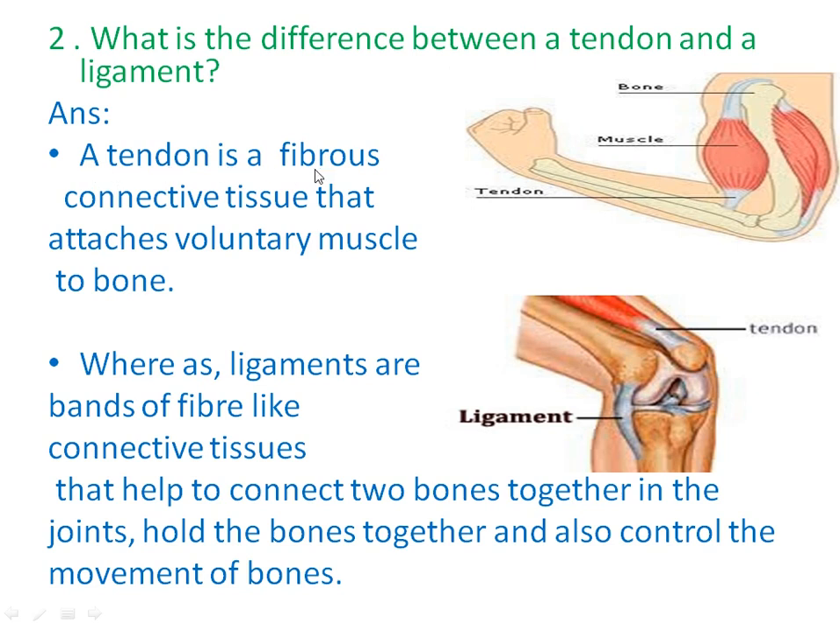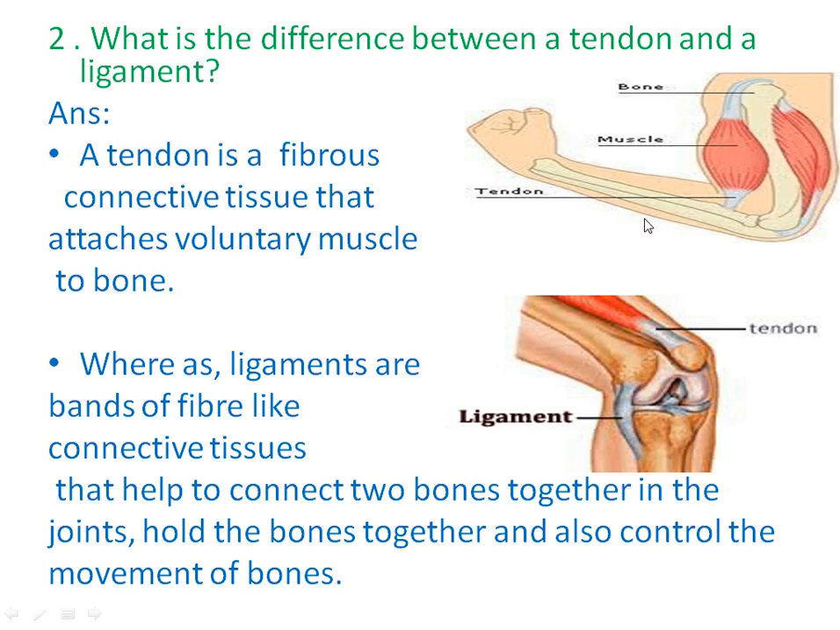A tendon is a fibrous connective tissue that attaches voluntary muscles to bone. What is a voluntary muscle? A voluntary muscle is under our control. Examples of voluntary muscles are arms, legs, hands, and feet. Those are all examples of voluntary muscles. Voluntary muscles are under our control. See, a tendon is a fibrous connective tissue that attaches voluntary muscles to bone.